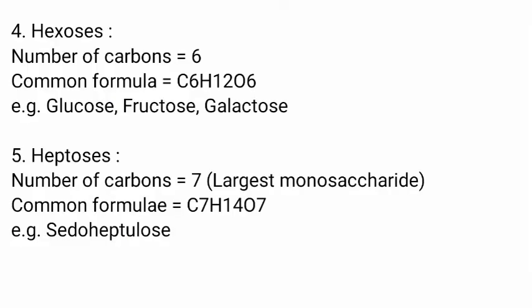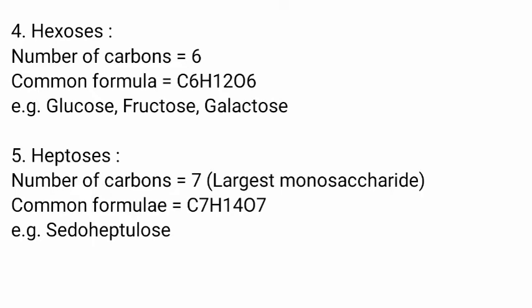Hexoses contain 6 carbons. Common formula is C6H12O6. Example, glucose, fructose, galactose. Heptoses, number of carbons is 7. Heptoses are the largest monosaccharides. Common formula C7H14O7. Example, pseudoheptulose.